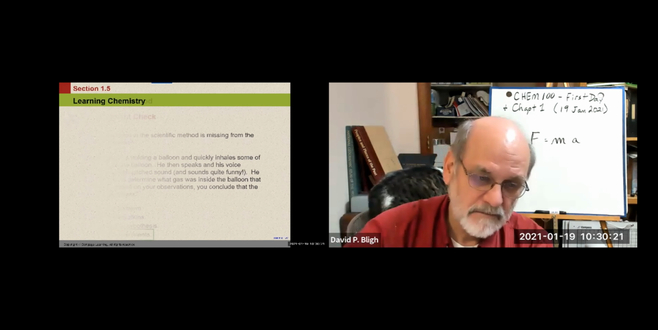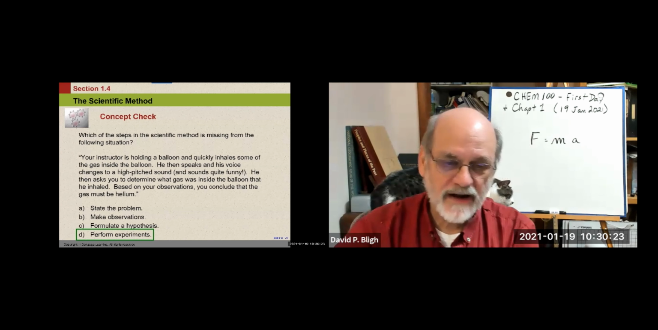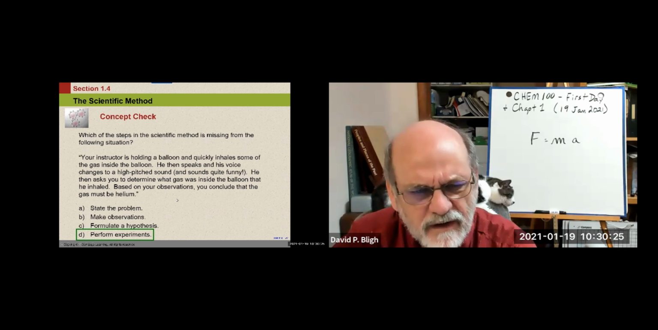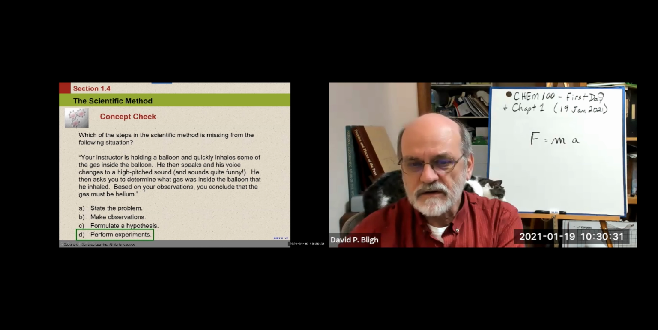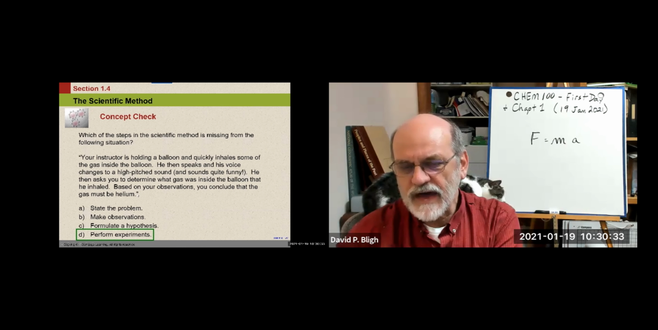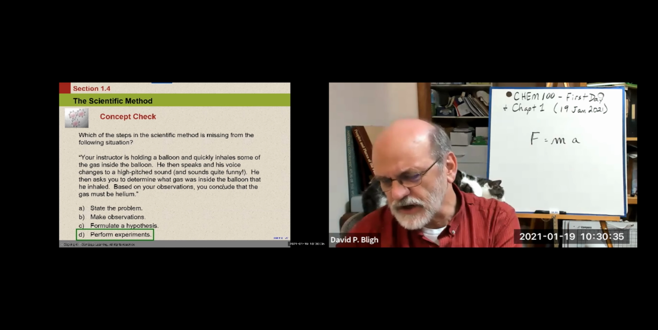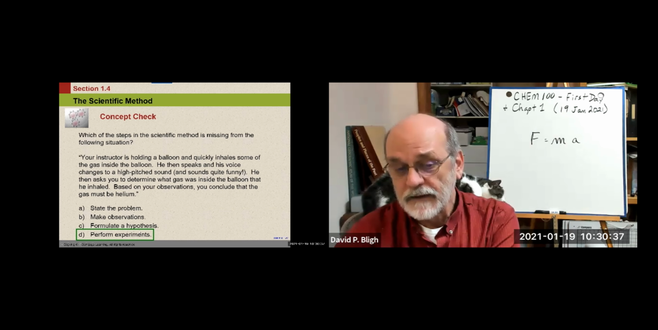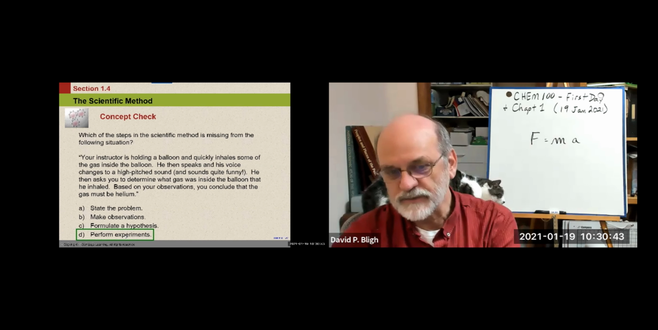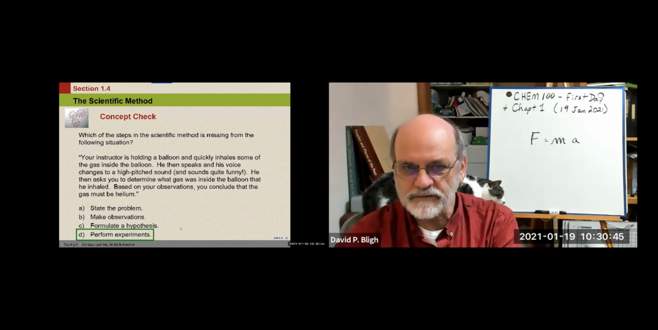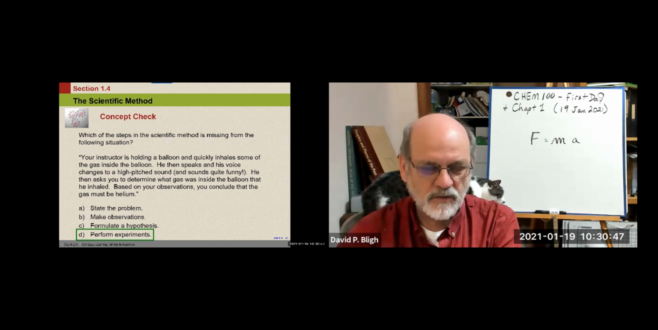Well, maybe you did formulate a hypothesis. Well, I don't see a hypothesis in there. What gas was inside the balloon based on your observations? Okay, this could be considered part of the hypothesis, except it says conclude, right? So I would say you didn't actually formulate a hypothesis and definitely didn't perform an experiment, right? So those are missing from this situation.